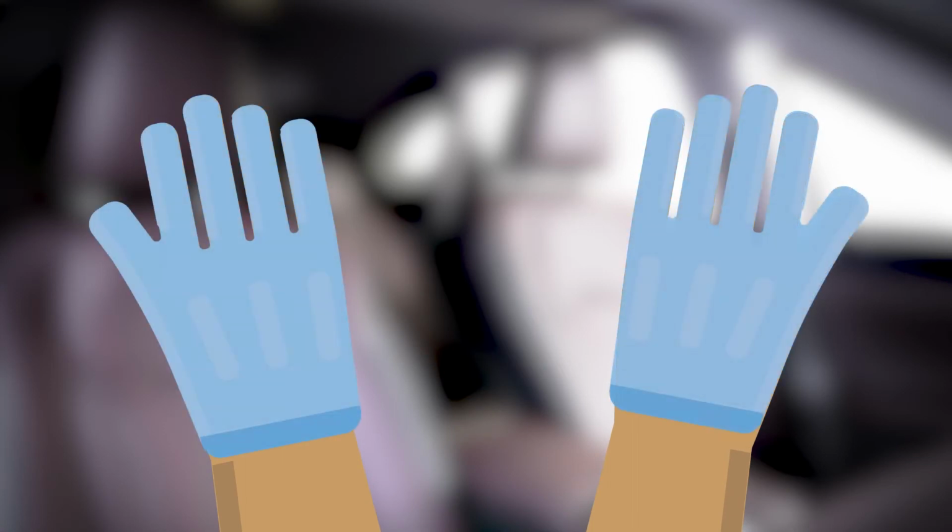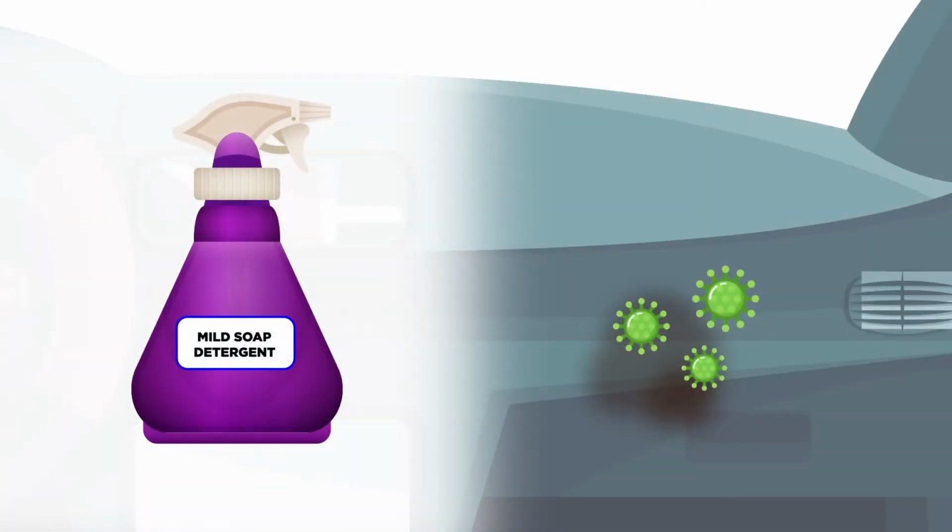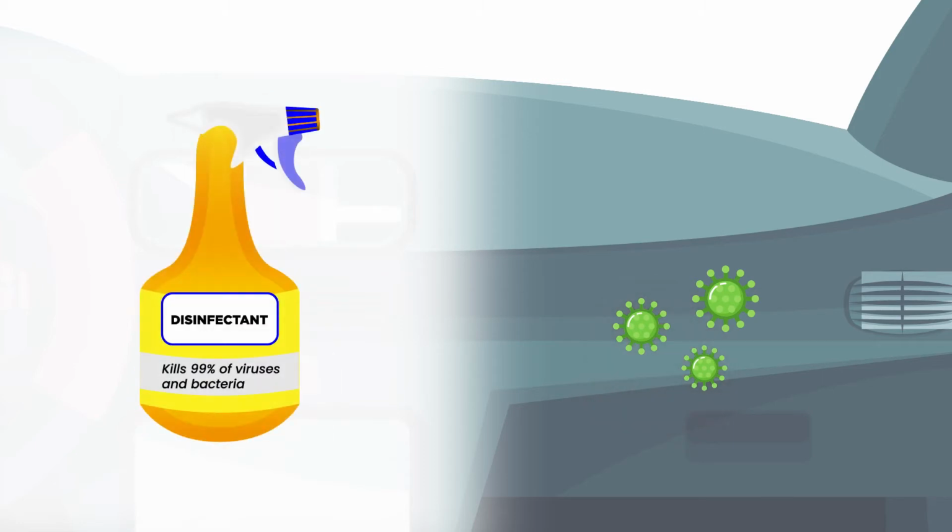To begin, wear cleaning gloves for wiping and disinfecting your car. If surfaces are visibly dirty, first clean the surface with a mild soap-based detergent. This makes the disinfectant more effective at killing germs. Soap-based detergents help dissolve dirt and grease. Disinfectants, on the other hand, kill germs and viruses.